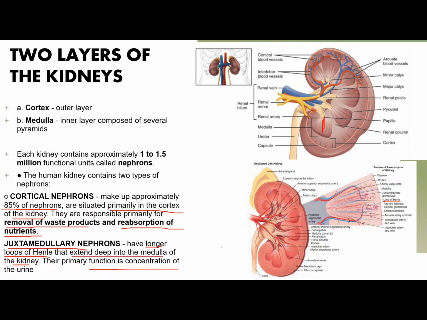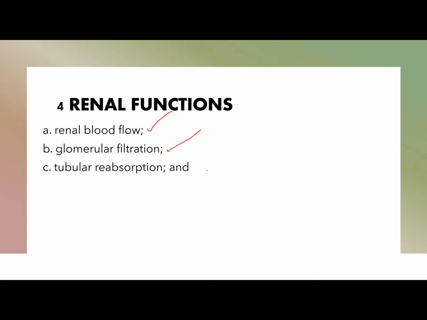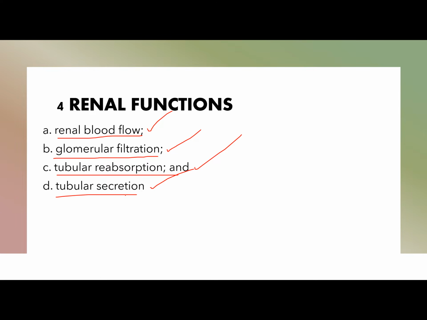Let's continue. Now let's talk about the four renal functions. So there are four renal functions class. The first one is renal blood flow. The second one is glomerular filtration. The third one is tubular reabsorption. And the last one is tubular secretion. So that's your four renal functions. Renal blood flow, glomerular filtration, tubular reabsorption, and tubular secretion.